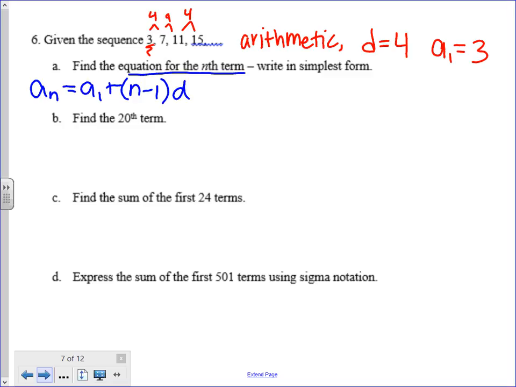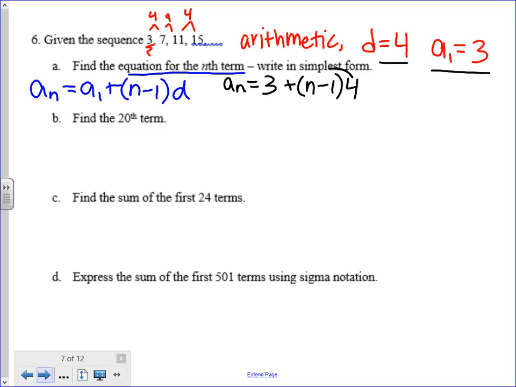Well, all I need to do for this formula is to put the common difference and the first term in. I'm trying to find an equation for the nth term, so I just leave it as n otherwise. All right, so I have a sub n equals the first term, 3, plus the quantity n minus 1 times the common difference of 4.